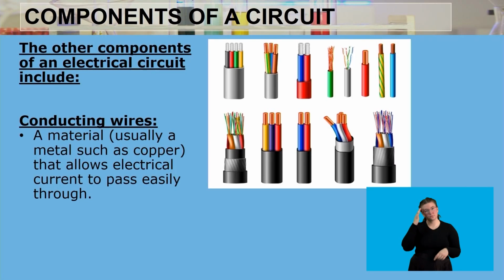Now, in an electrical circuit, again, what is connecting the negative terminal and the positive terminal are your wires, or in this case, our conducting wires. That's a material which is usually metal, such as copper, and it allows the electrical current to pass easily. Remember, all of these metals or wires have some sort of resistance. So we normally use the one that has the least resistance so that the electrons or the current can flow easily through that particular metal.